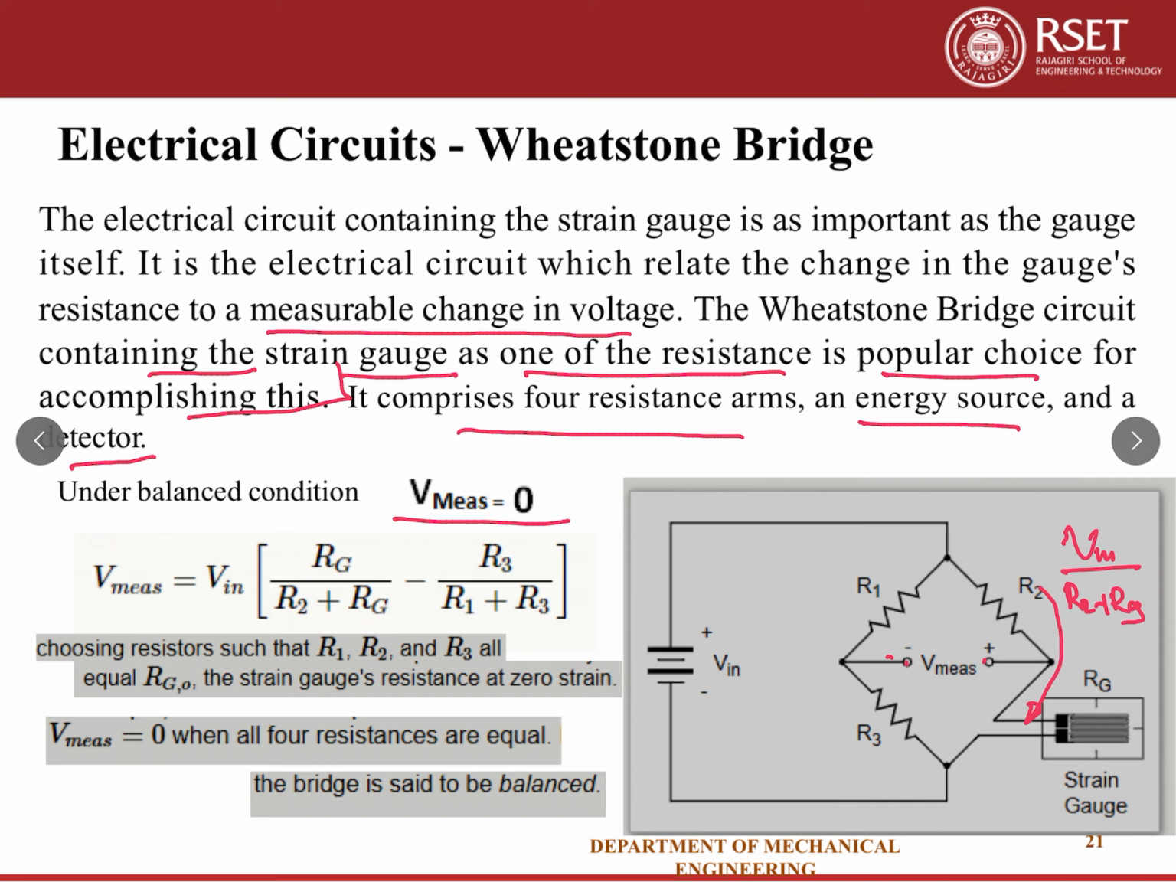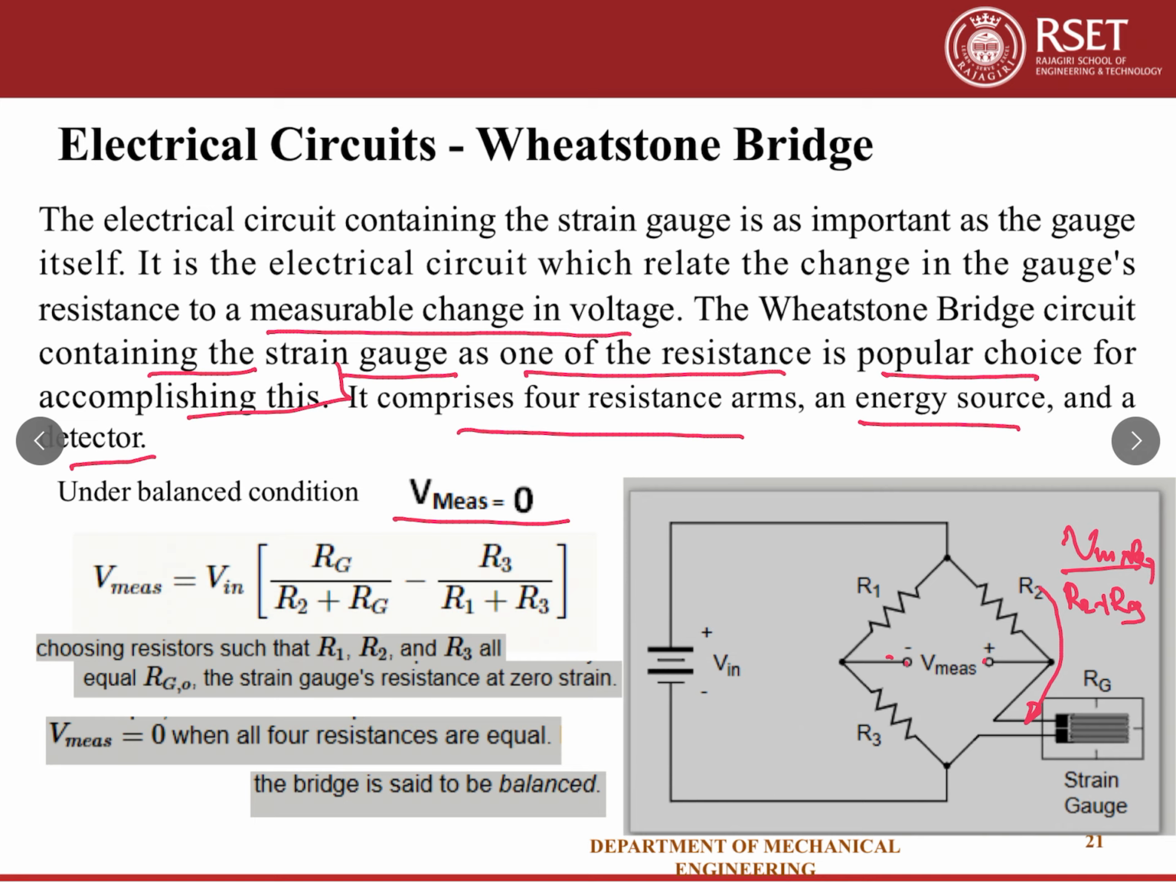and so the voltage here is equal to V in divided by R2 plus Rg into Rg. Similarly, voltage here is equal to V in into R3 divided by R1 plus R3. So that difference is equal to the final voltage here.